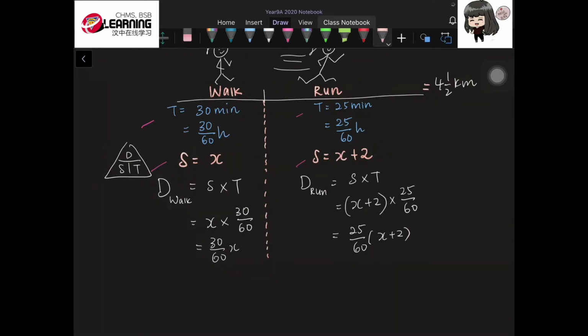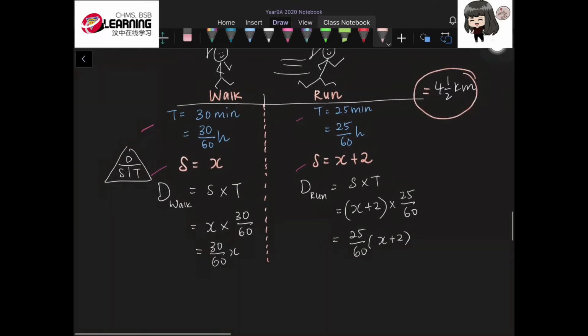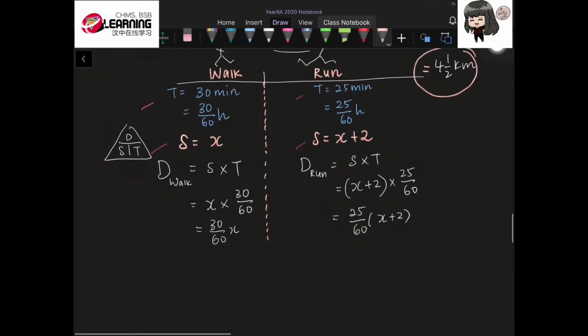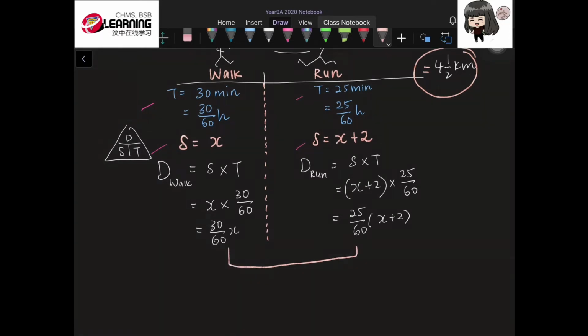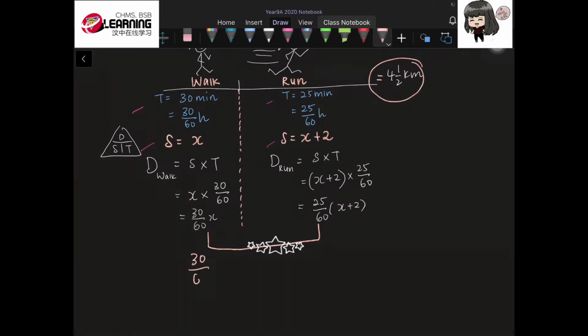Alright, so we know that these two distances, the distance for walking and the distance for running, total up to 4.5, because Anis completed the journey of 4.5 kilometers. So the distance for walking and the distance for running, when we add together, equals 4.5, right? So we combine these two: the distance of walking, which is 30 over 60 x, plus the distance of running, which is 25 over 60 times (x plus 2), and it totals 4.5 kilometers.